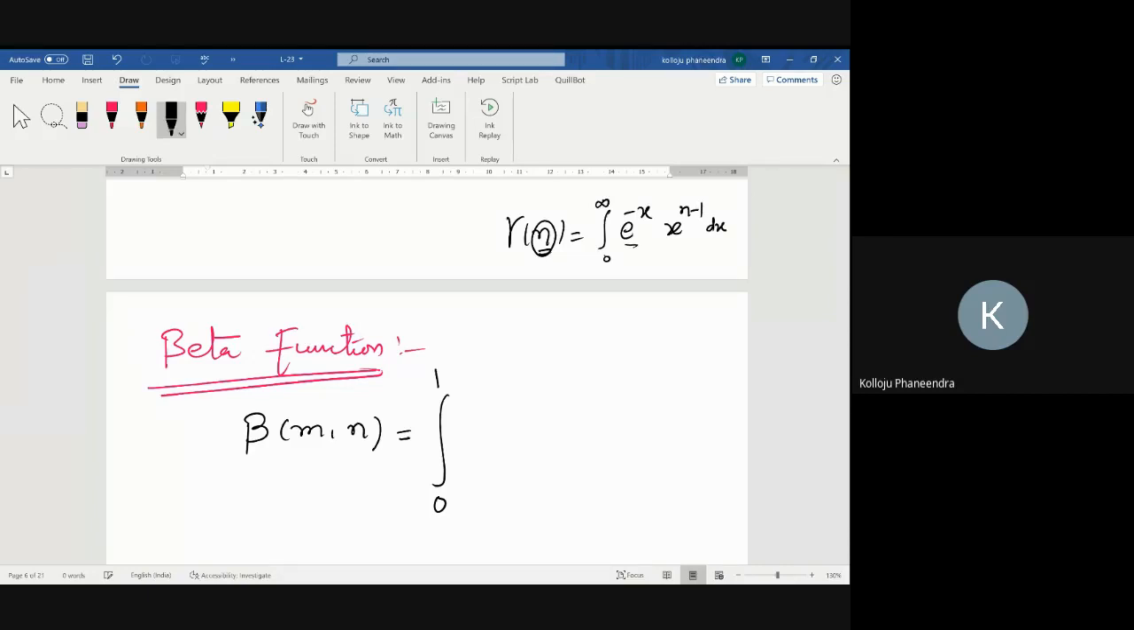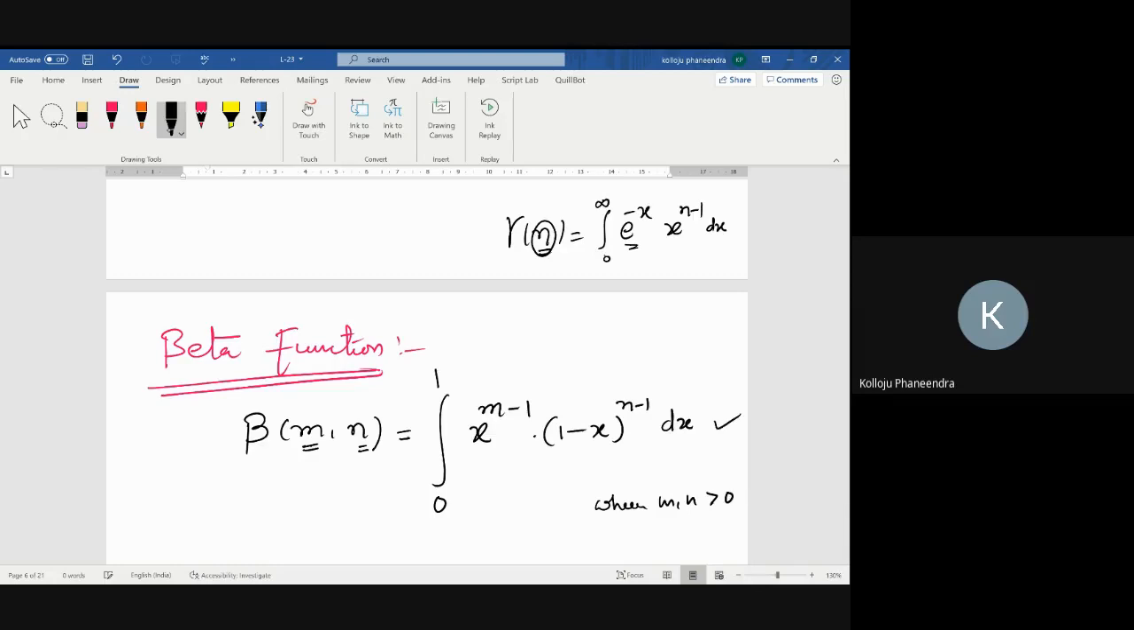Here, there is no kernel in the beta function. Directly, corresponding to this m, x power must be m minus 1, into, in place of x, write 1 minus x to the power n minus 1, dx, where both m and n are positive real numbers. This is the beta function definition.